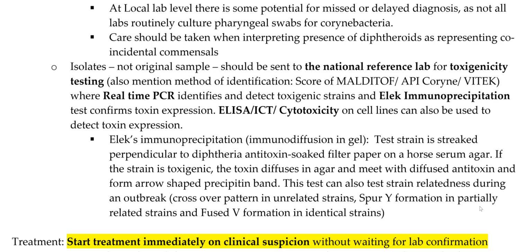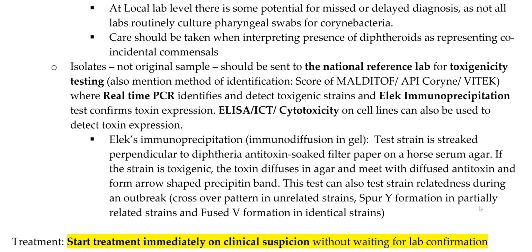Now, this test can also be used to test strain relatedness during an outbreak. During an outbreak, you are seeing multiple cases, and for example, you have four or five such strains. So you can put these strains together and you can see the pattern. And this we know from the precipitation test.